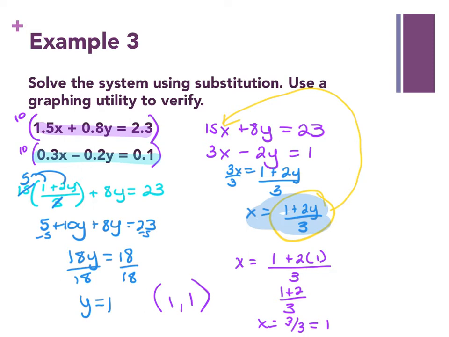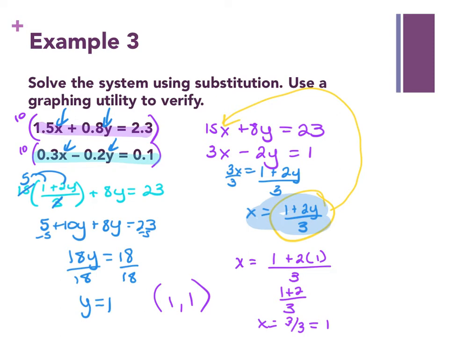And again, I could check it. So if I had extra time, I could come back up here and plug in, especially since 1 is easy. Plug in the ones: 1.5 plus 0.8 is 2.3. And plug in the ones here, and 0.3 minus 0.2 is 0.1. So those are easy to check with extra time.